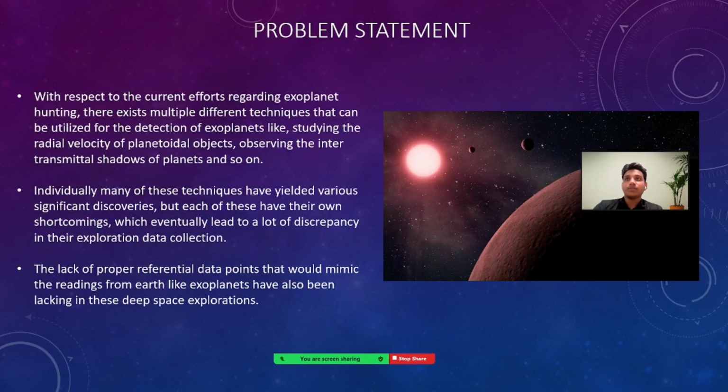Coming to the problems framed, with respect to the current efforts regarding exoplanet hunting, there exist multiple different techniques that can be utilized for the detection of exoplanets, like studying the radial velocity of planetary objects and observing the transiting shadows of the planets, and so on. Individually, all these techniques have yielded various positive results in the past, but a lot of them have shortcomings associated with them, eventually leading to noise-filled data. The lack of proper referential data points that would mimic the readings of such Earth-like exoplanets has also been lacking in these deep space explorations.